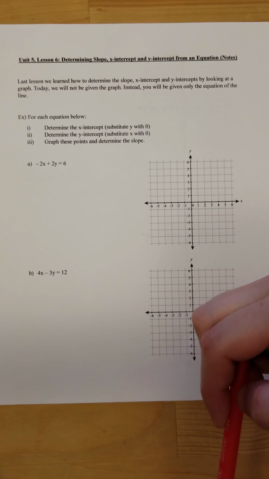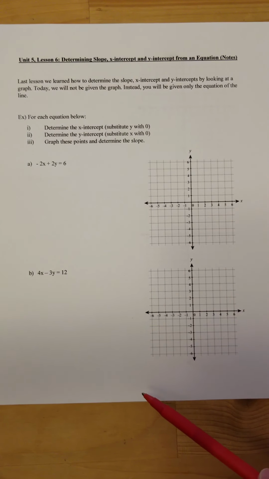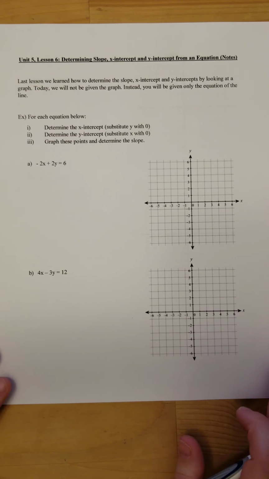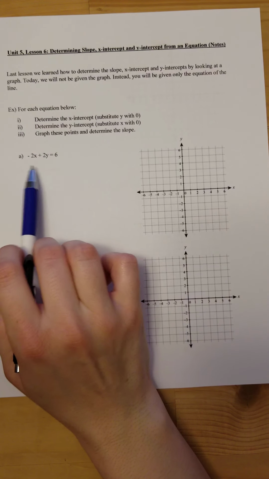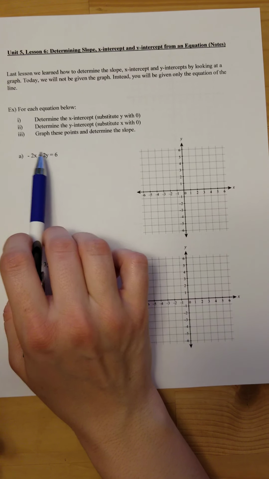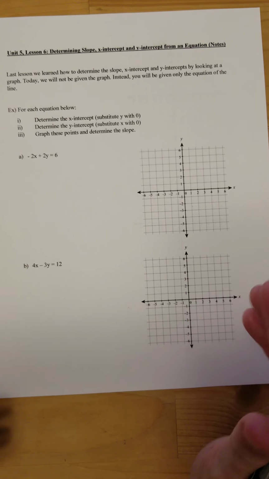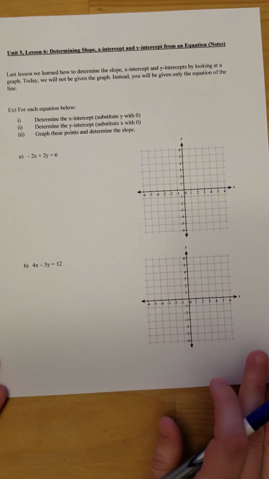The difference with these questions today is that I don't give you the graph. You actually have to draw it. And in order to draw it, we have to do some calculations to find the x-intercept and y-intercept using the equations. This is an equation of a line. We're able to actually draw this line out and see what it looks like. In order to do that, we're going to use the method of finding the x and y intercepts.